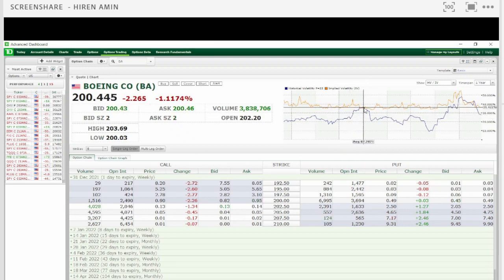23%, and then it jumped up a little bit over here in August. So it's looking at previous prices and coming up with this range of where the stock is bouncing between. That's what historical volatility means.